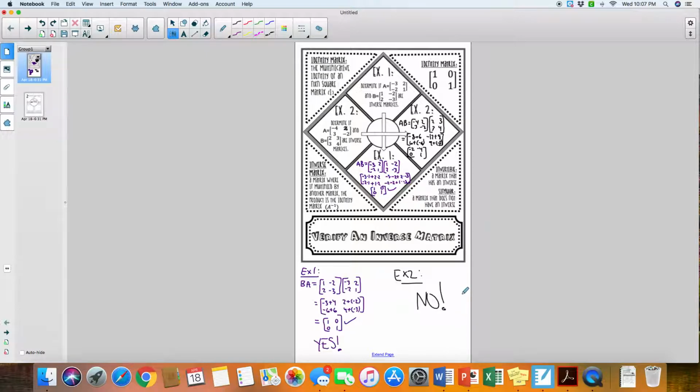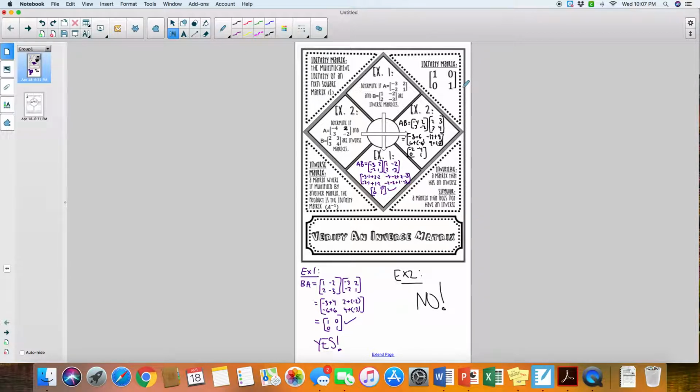All right, so again, when you multiply them first, A times B, you have to get the identity matrix. Also, if I reverse it and do B times A, I also have to get the identity matrix. If I get anything outside of the identity matrix, 1, 0, 0, 1, then the answer is no. They are not inverses of each other.